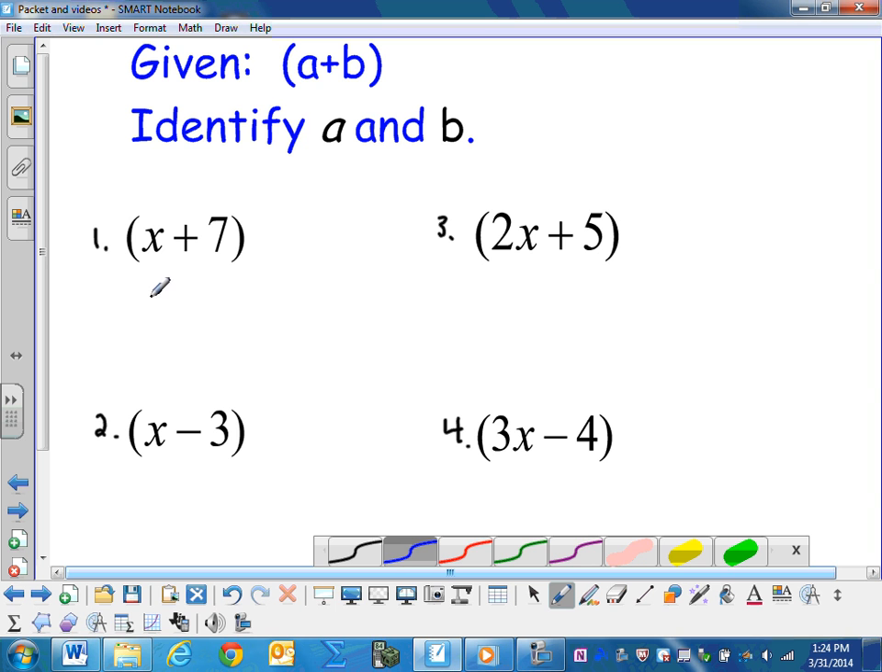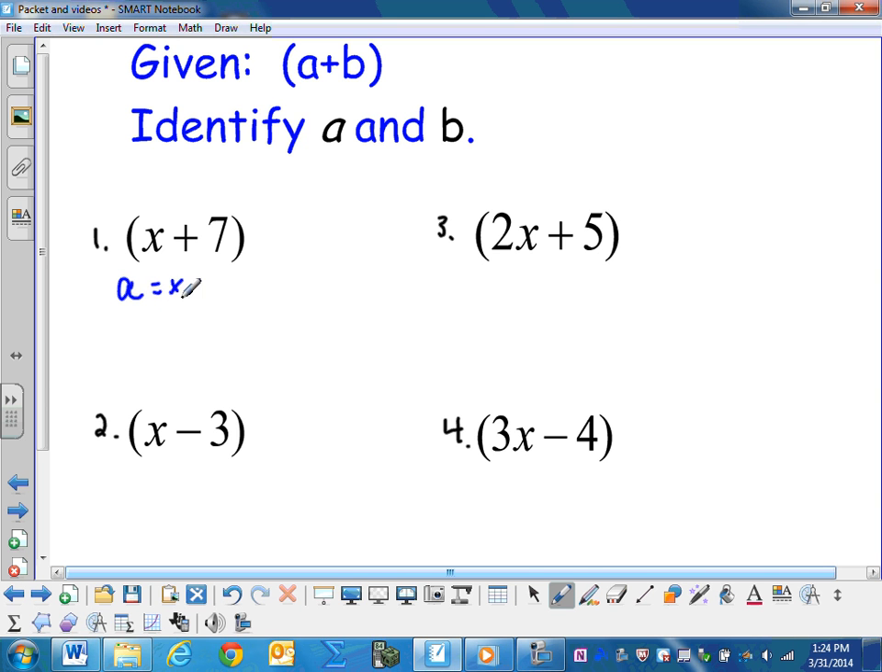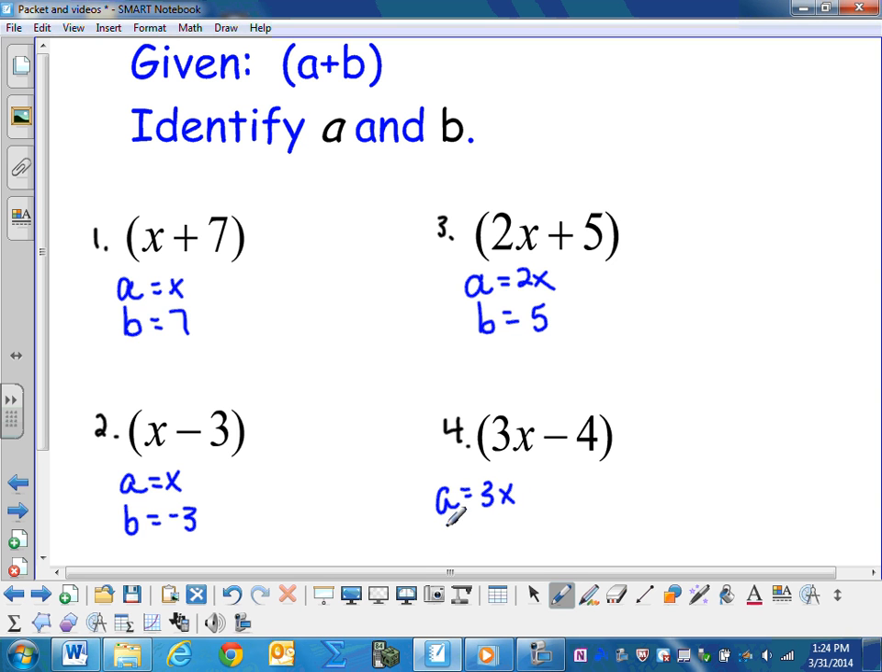So in our first example, we have x plus 7. A is equal to x, and b would be equal to 7. X minus 3: a is equal to x, and b is equal to negative 3. Third example, 2x plus 5: a is equal to 2x, and b is equal to 5. Number 4, a is equal to 3x, and b is equal to negative 4.